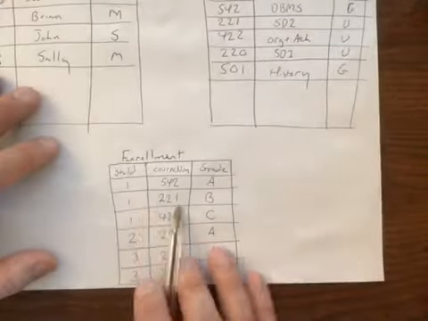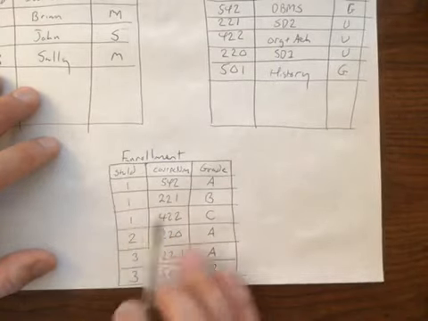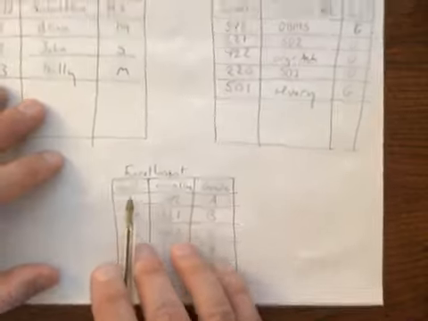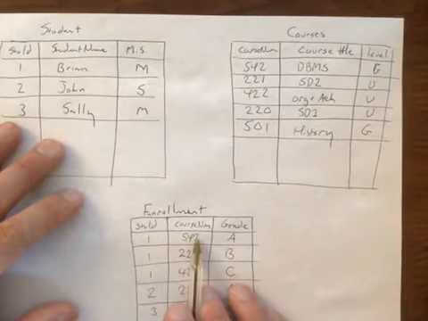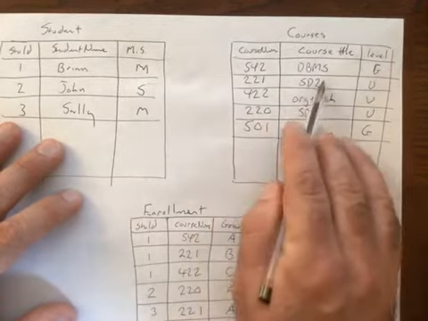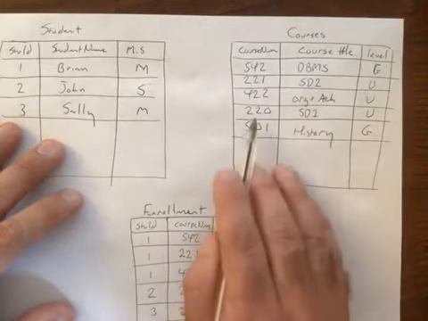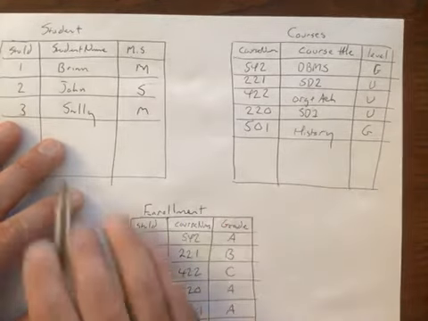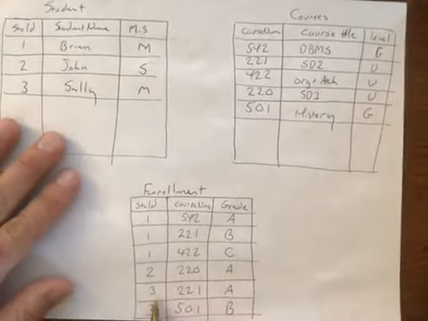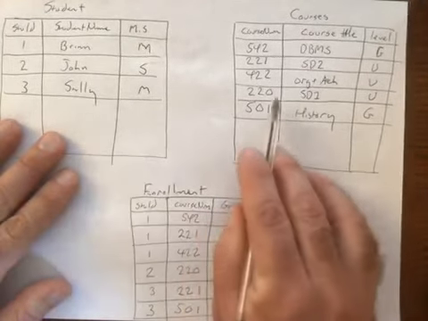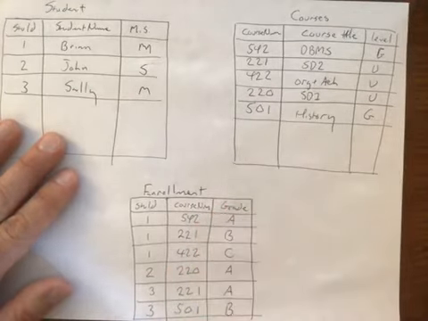So this now can tie together these two things by using the student ID and the course number. You can see here that student ID ties back to me. So 1, which is Brian, is tied into 542, which is Database Management Systems, 221, which is SD2, and 422, which is Oregon Arc. John over here is tied into SD1, and Sally, who's number 3, is tied into both Software Development 2 and this graduate history course.